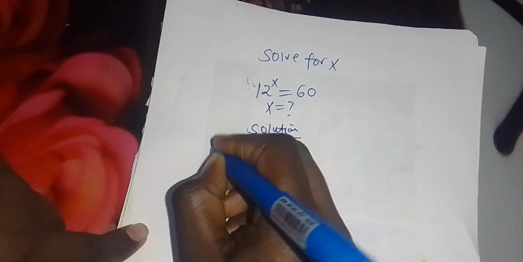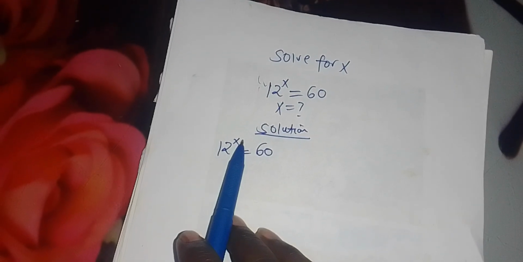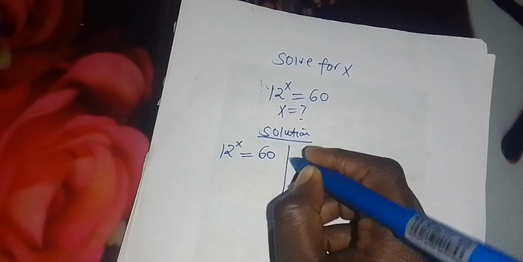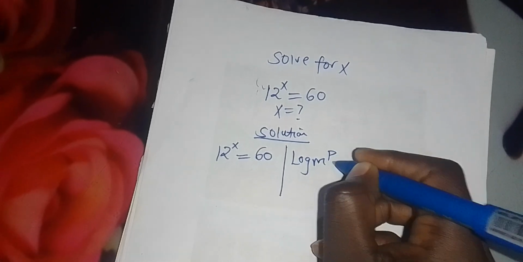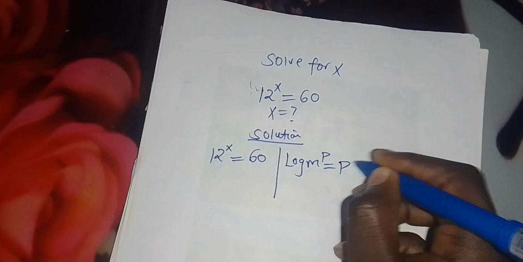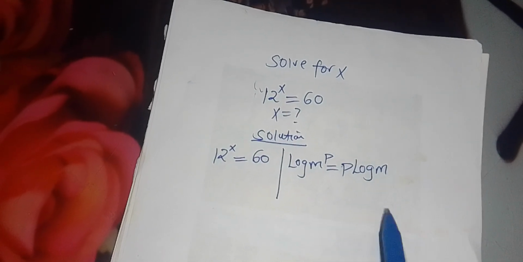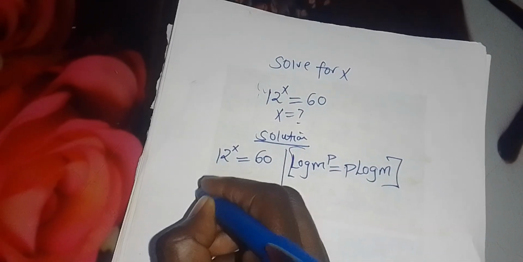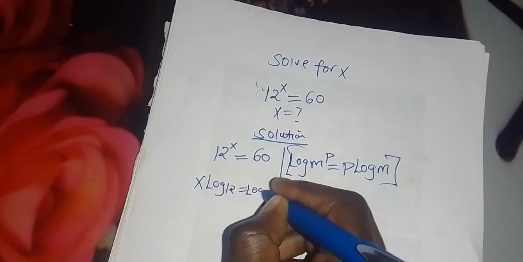Okay, so let's get the solution. We have 12 raised to power x equal to 60. To solve for x, we introduce the logarithm identity that states log m raised to power p is the same as p log m. So we use this property, and we'll have x log 12 equal to log 60.